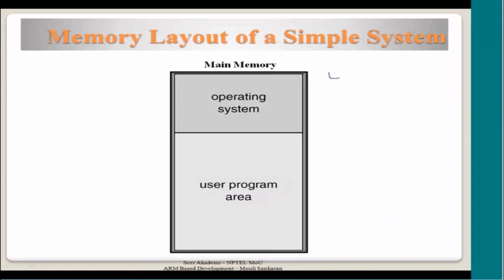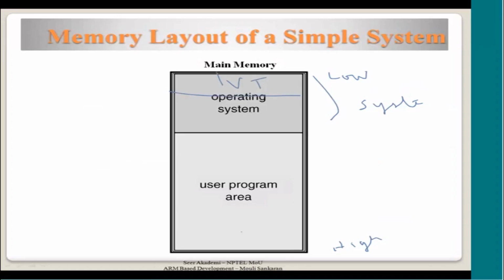Now typically, if you assume this is a lower address and this is a higher address, we are assuming that the lower addresses hold the system memory, the system related code and data, and even the interrupt vectors. The IVT, interrupt vector table, is also part of the system.